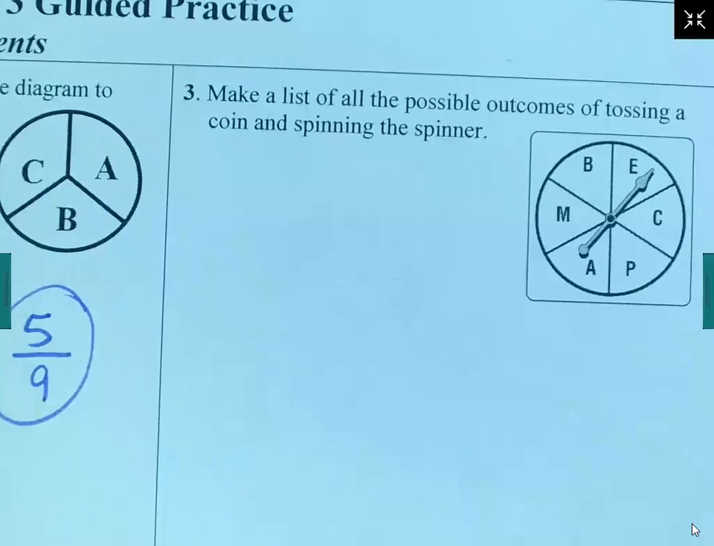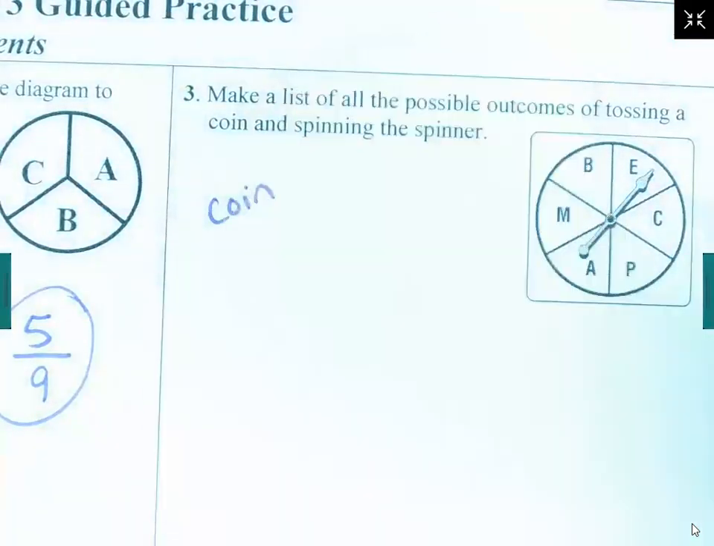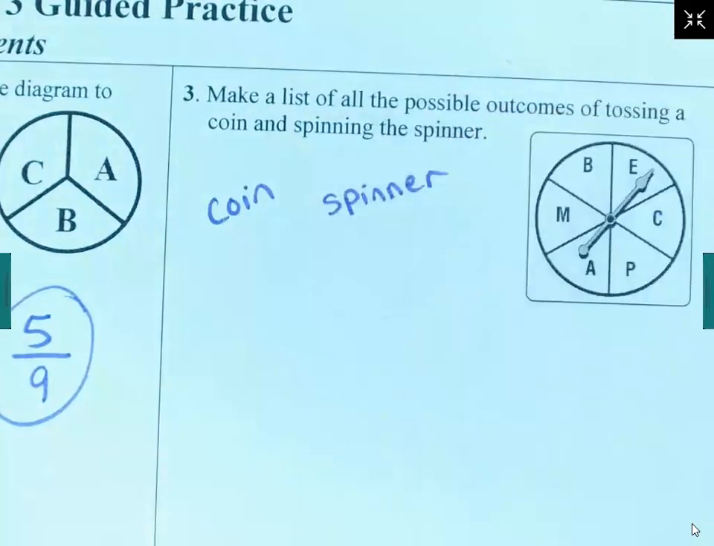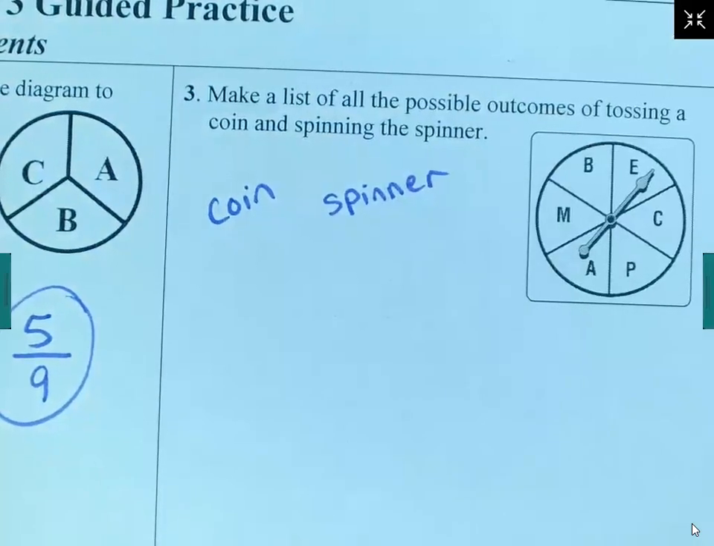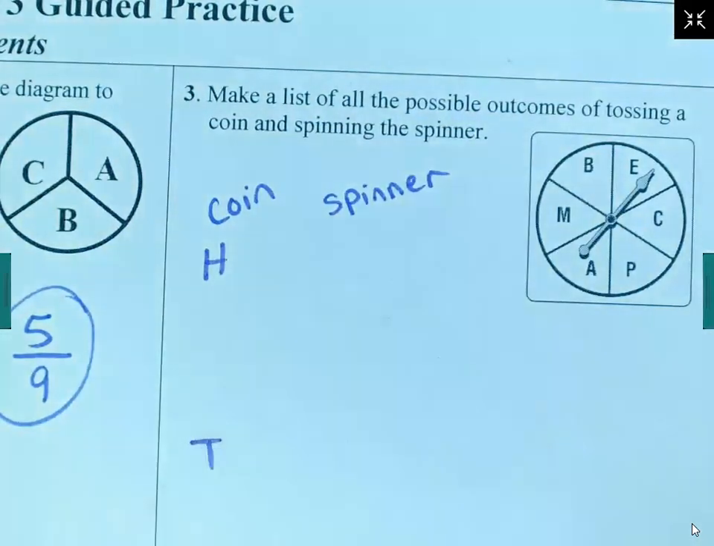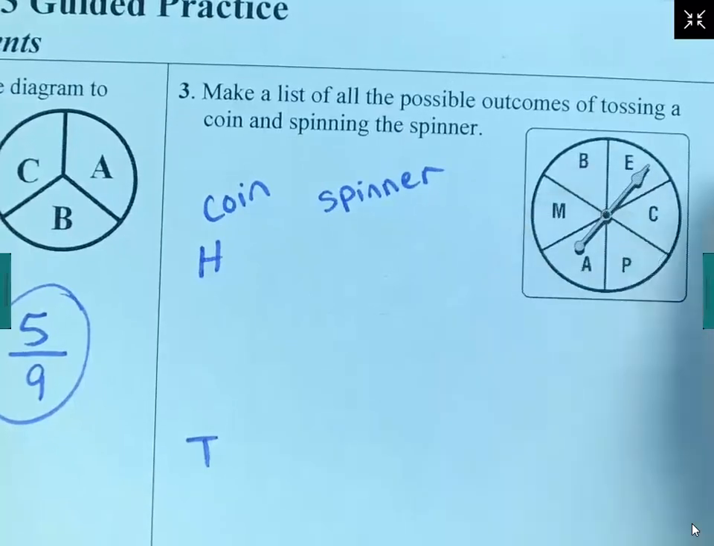Richard, read 3. Okay, so we're going to toss a coin and do the spinner. And we're just going to make a list. We're not going to do a tree diagram. So if I toss the coin, what are the options for the coin? Heads or tails. And then I spin the spinner, what could I get on the spinner?